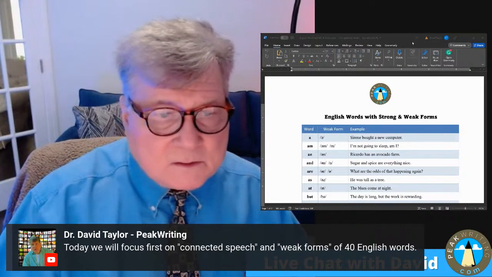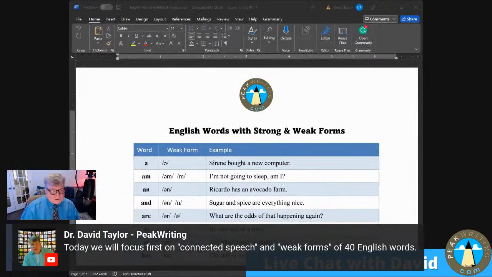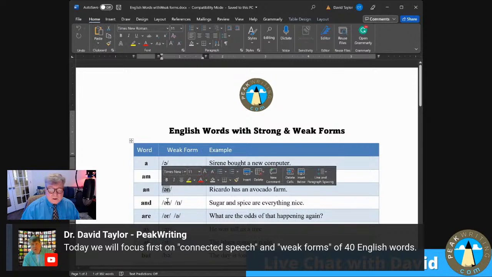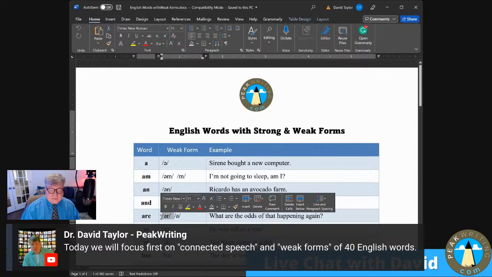Okay, let's go over these words. I'm going to go ahead and increase the size of this. Our first one is the article a. Invariably in connected speech, when a is not in a stress position, it is reduced to a schwa. One of the patterns that you can see here, let me highlight them for you, is how many vowel sounds in connected speech become schwas. I'm highlighting them here for you.